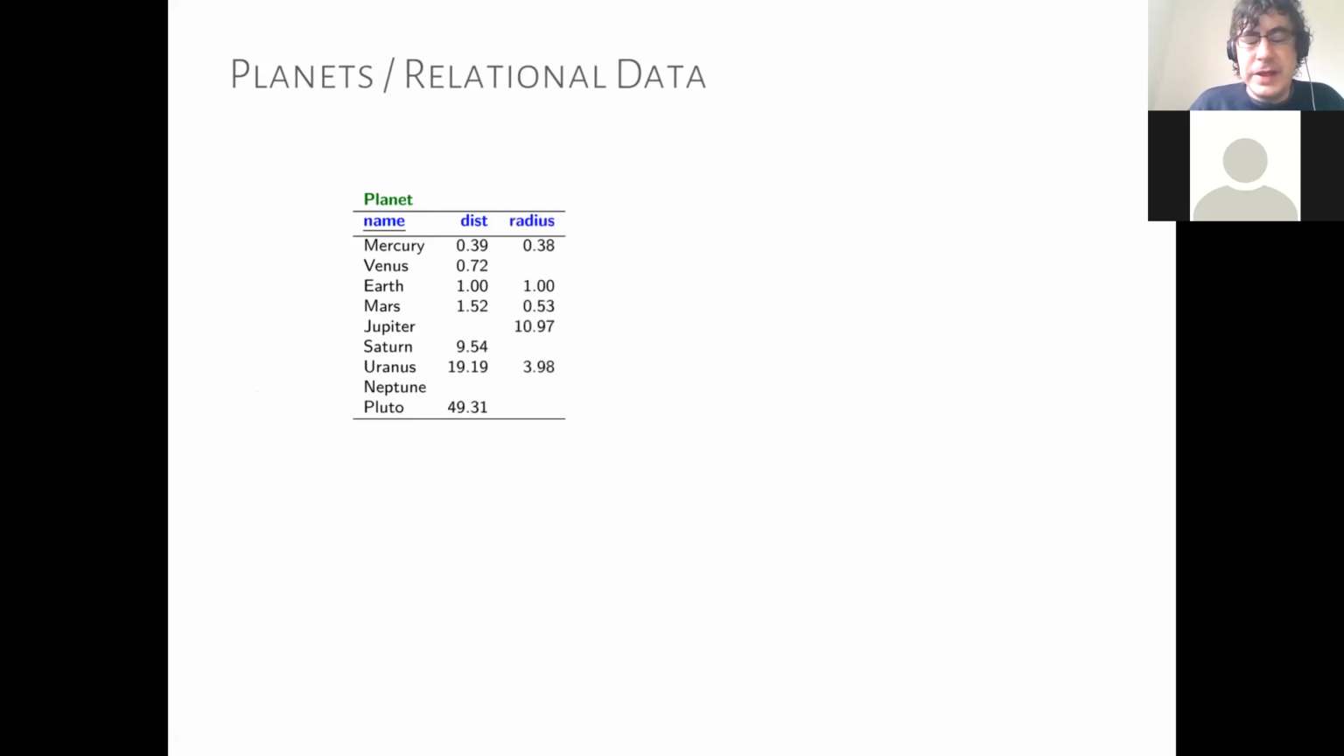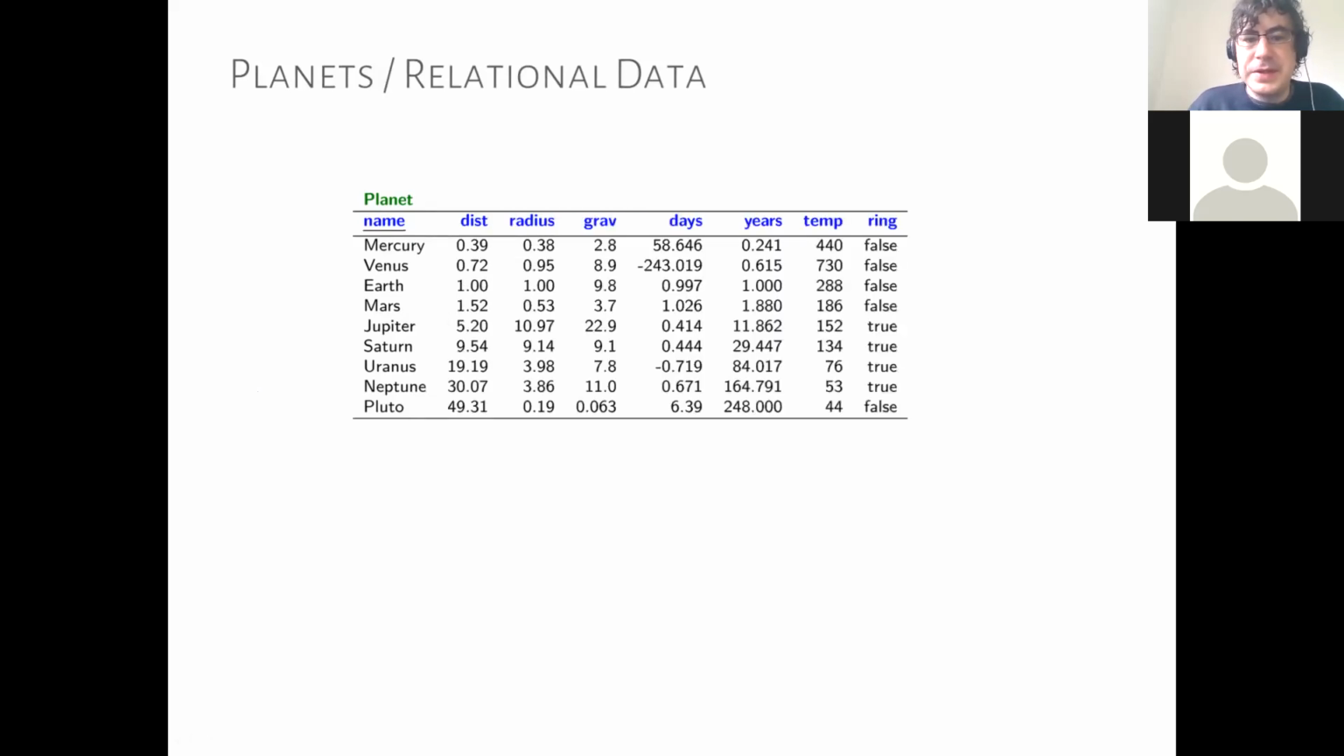And we could continue adding more data and columns and so forth to our table until we have maybe a full table of different attributes of planets and their values. So their radius, strength of gravity, length of their days, the years, temperature in Kelvin, and whether or not they have a ring. So this seems pretty fine so far. This is a nice table.